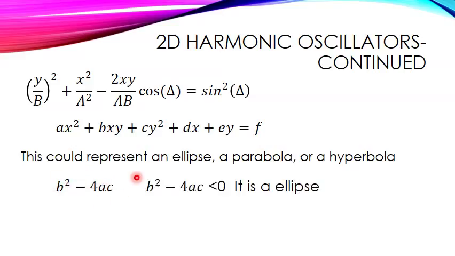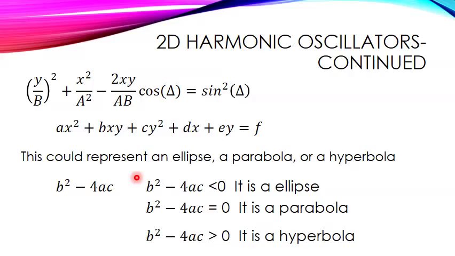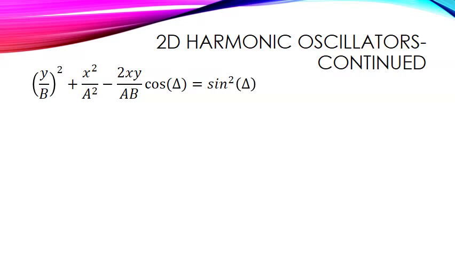And so if it's less than 0, it's an ellipse. If it's equal to 0, it's a parabola. And if it's greater than 0, it's a hyperbola. So here's what we're going to do now. We're going to look at some cases of what happens to this if delta has particular values.